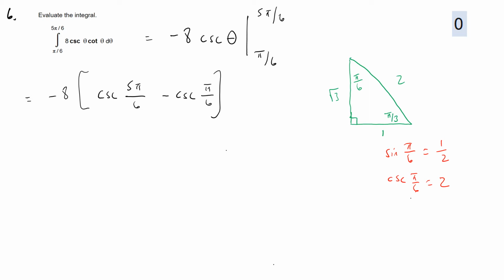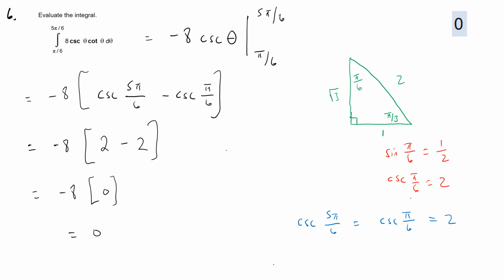Cosecant 5 pi over 6 would be the same thing as cosecant pi over 6, because that's its reference angle. The only thing is it might potentially be negative. Well, 5 pi over 6 is in quadrant 2, and sine is positive in quadrant 2. So cosecant's positive in quadrant 2 then. So cosecant 5 pi over 6 and cosecant pi over 6 would be the same. And so we have negative 8 times cosecant 5 pi over 6, which is 2, minus cosecant pi over 6, which is 2, and so it looks like the answer turns out to be 0.